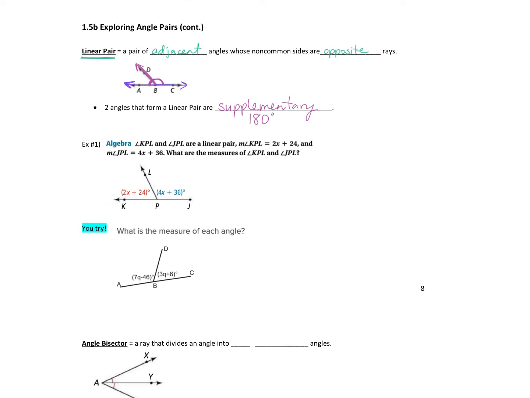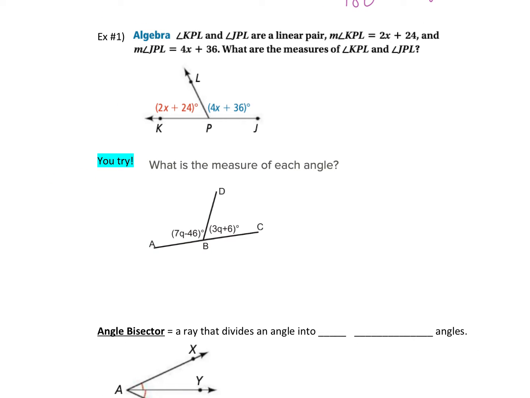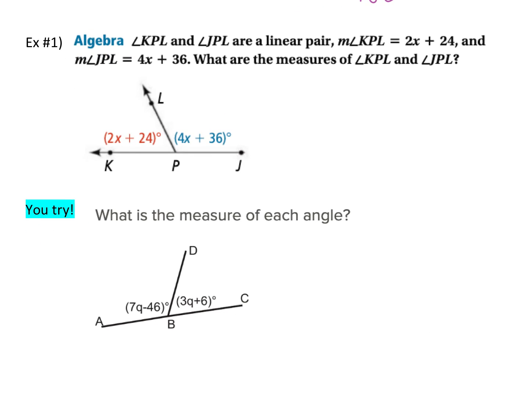Okay, so this is all we're doing. Angle bisector. Oh yeah, I forgot about that. We're doing the linear pair, and then we're going to do the angle bisector, and then we're done. Short and sweet, okay? Stick with me.